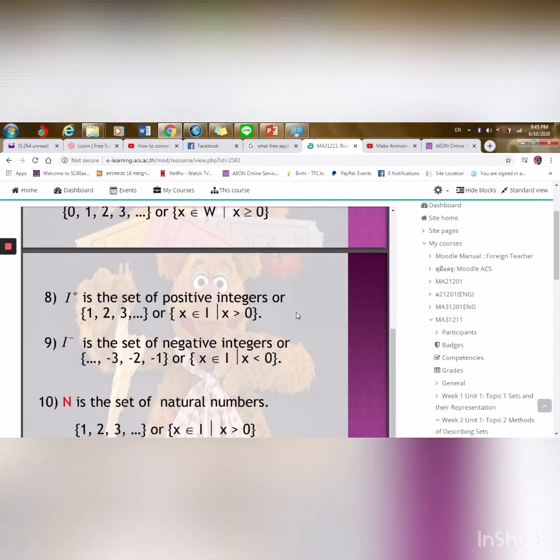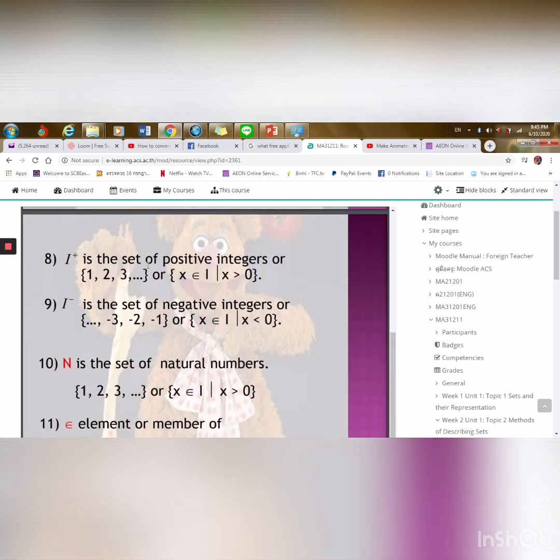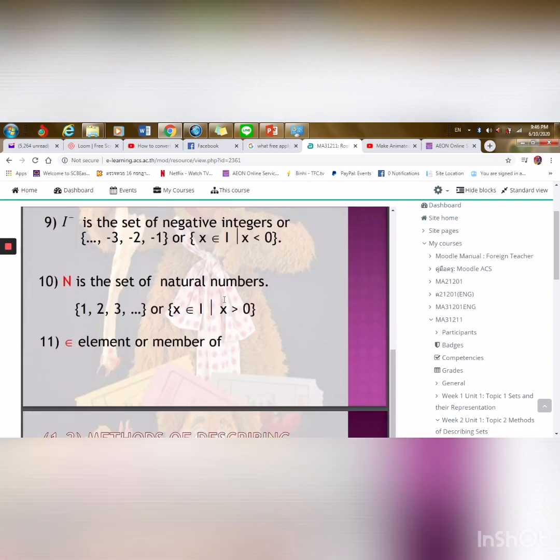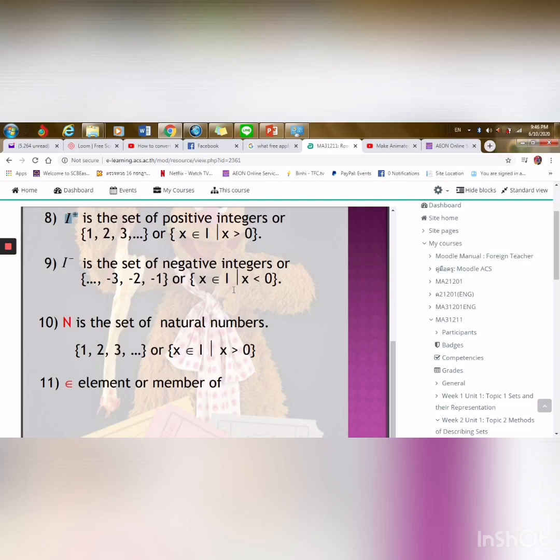Now for number 8 and 9, this is what I was trying to tell you a while ago regarding integers. We have I raised to the power of positive sign. These are numbers that are only positive numbers. Number 9 is I raised to the power of negative sign. These numbers are only negative numbers. 0 is not included in this because negative integers are less than 0.